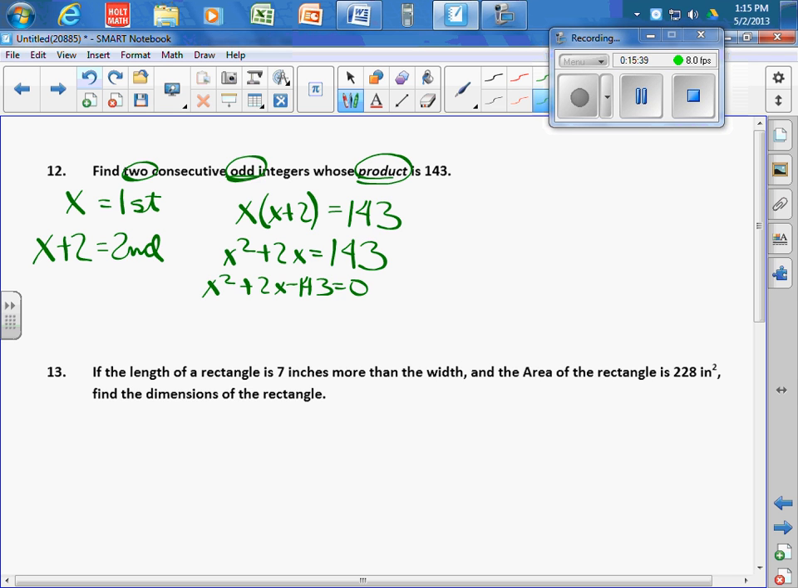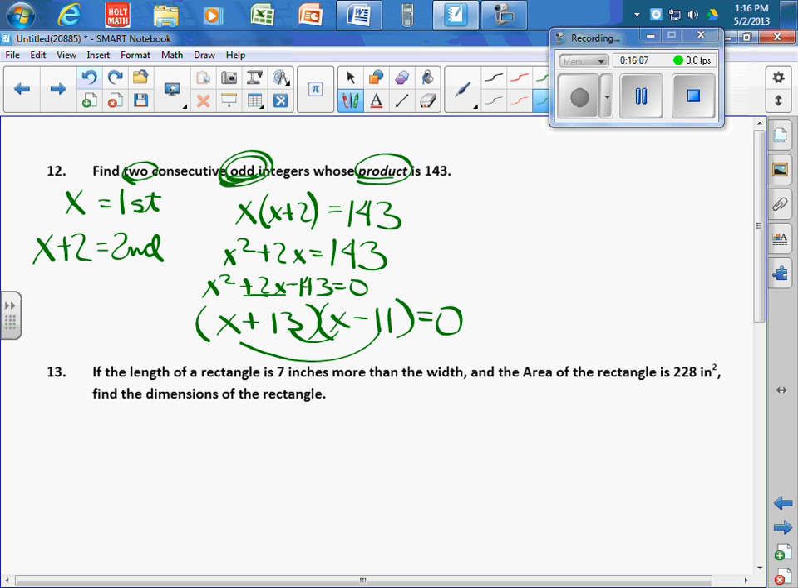And now what are we going to do? Well, I would try to factor this. You know the two numbers are two numbers apart because they're odd. What two odd numbers can we multiply to get negative 143? Well, how about 13 and 11? But I need more of the positive, so I'm going to have x plus 13 and x minus 11. 13x minus 11x gives you your 2x.